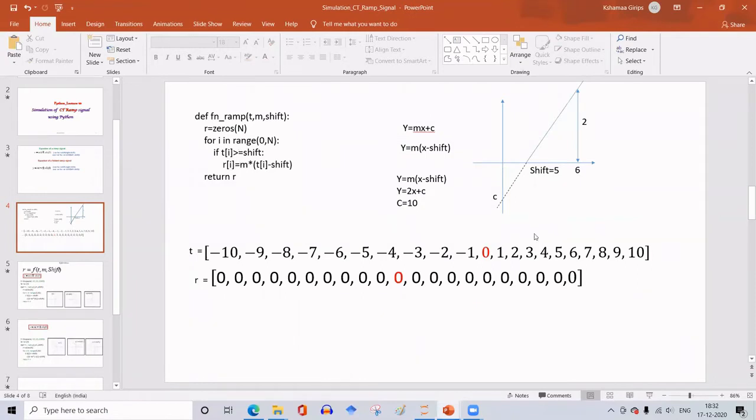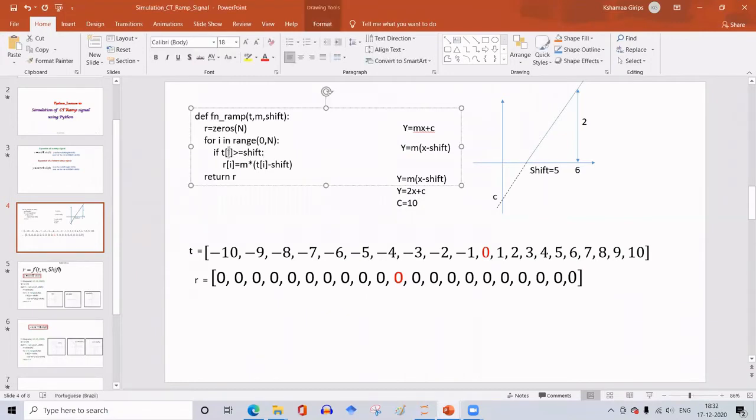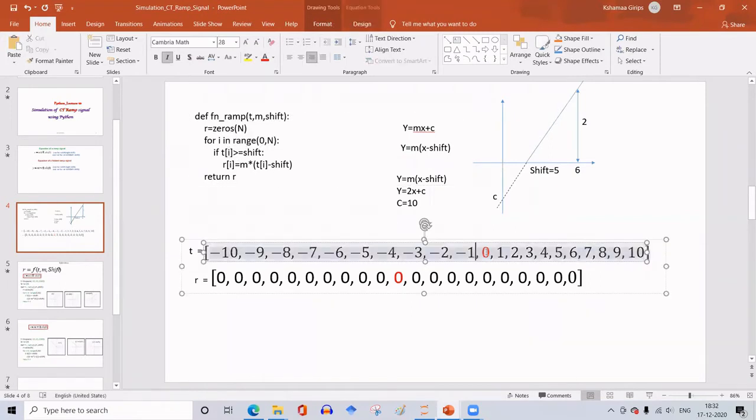Anybody? No, ma'am. No? So what it does, suppose if the shift is 0, it will check for the condition T of I greater than or equal to 0. So this condition is satisfied only when this I comes to this value. Okay. So what is the I value? So this is 0, 1, 2, 3, 4, 5, 6, 7, 8, 9, 10 and 11.